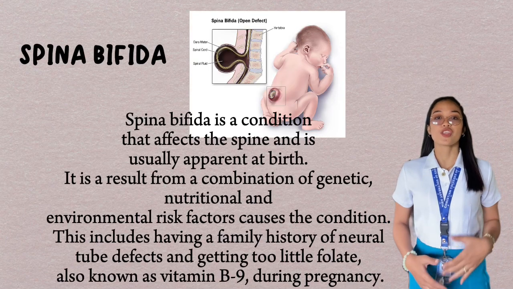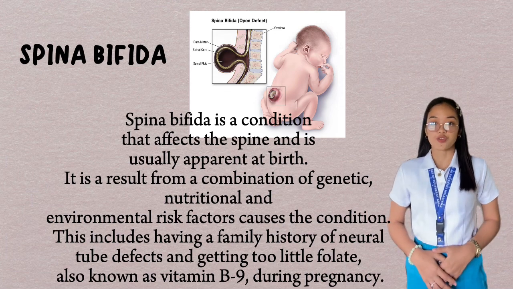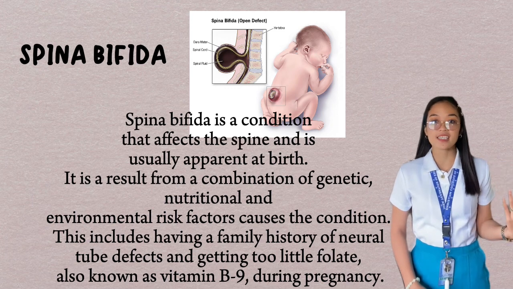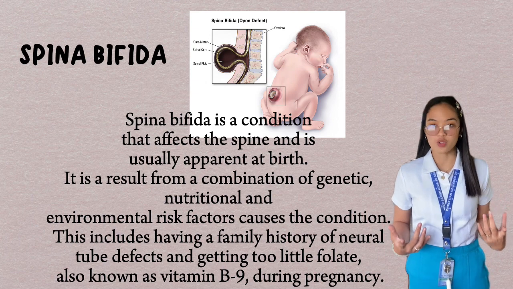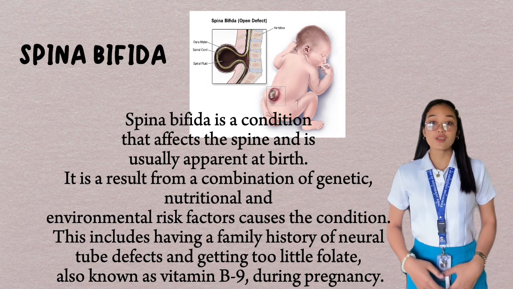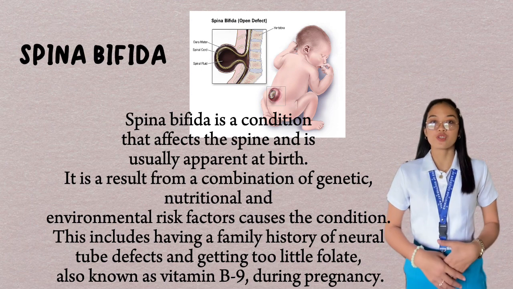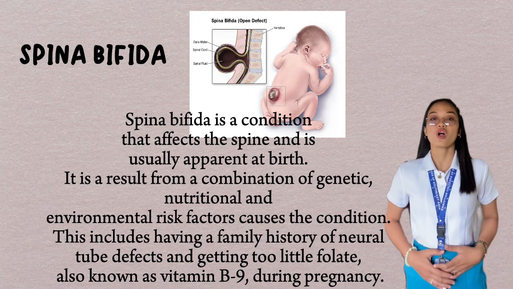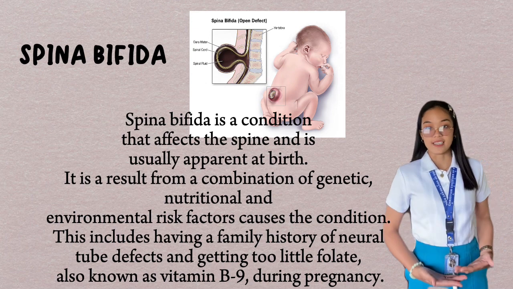Spina bifida is a condition that affects the spine and is usually apparent at birth. It results from a combination of genetic, nutritional, and environmental risk factors. This includes having a family history of neural tube defects and getting too little folate, also known as vitamin B9, during pregnancy.